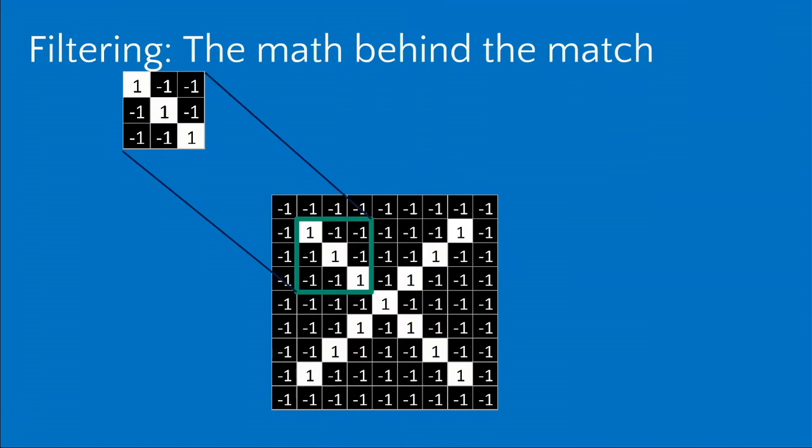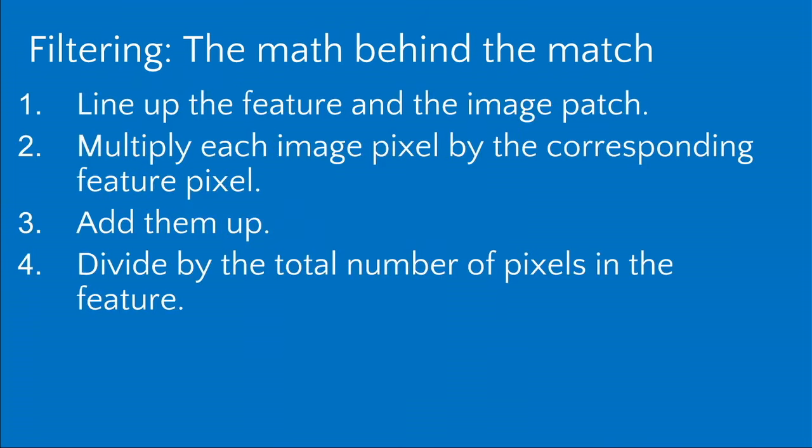The math behind finding this match, applying features, is called filtering. It's pretty straightforward, but it's worth walking through. The way that it's done is you line the feature up on the image patch you're concerned with, multiply pixel by pixel, add up the values, and then divide by the total number of pixels. This is one way to do it.